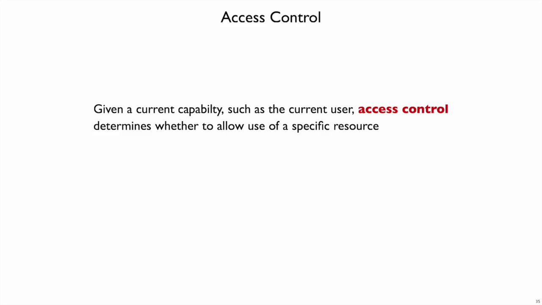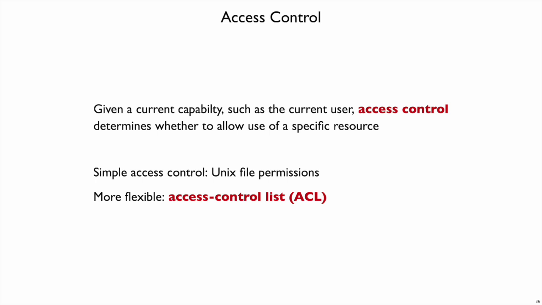When a system takes a representation of a capability, such as a cookie in a web server, and decides whether to grant access to a resource, that system is performing access control. There are many different access control mechanisms possible. We're going to look at a couple of them. The first one is the simple access control provided by Unix file permissions, and then we'll look at the generalization of that into access control lists.